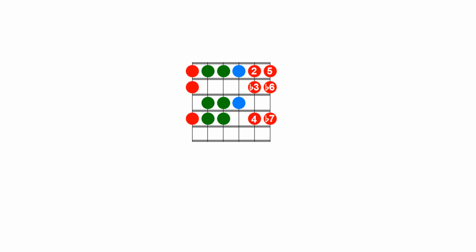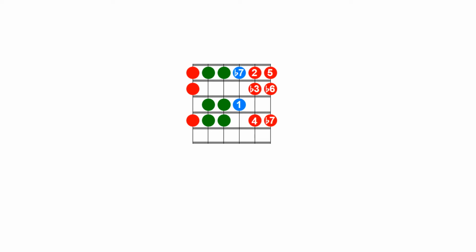Let's try one more. Can you recall the lone major second in a natural minor cage scale? If you have identified the blue dots as flat 7 and 1, you're right again.